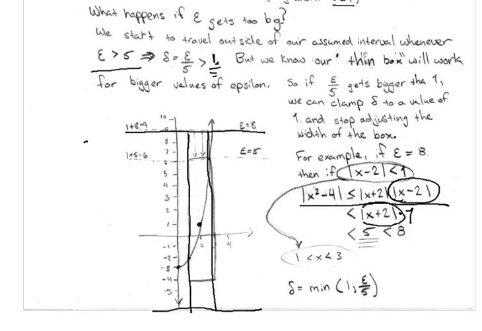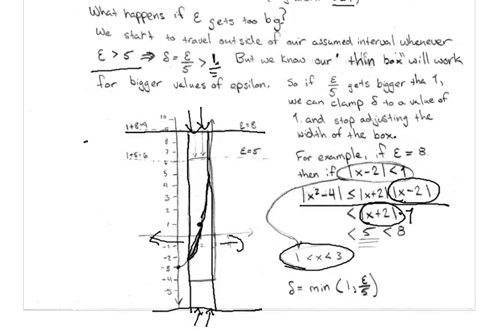This would still be less than 5, because our delta, the width of our box, was still between 1 and 3, because we just clamped it at that interval. And 5 is less than 8. So therefore, the values of our function would still be within our box, so we would only still be considering these values of the function as opposed to values outside of it.